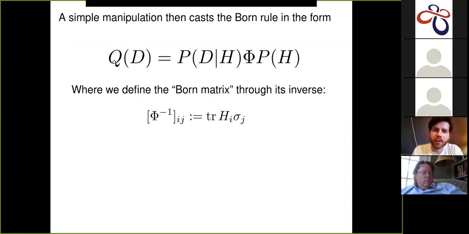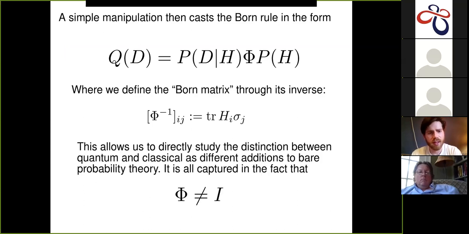And if you do so, then a simple manipulation can rearrange what amounts to just the Born rule and an update procedure into this form. So Q of D equals P of D given H, this Phi matrix, which I call the Born matrix, times P of H. The Born matrix is defined thusly through its inverse. And the upshot of this is that it's now an expression entirely in terms of operationally defined things. And we get to use the nice meaningful structure of probabilities. And the only thing that's changed is now, as Feynman would say, the method of combining probabilities has changed. This allows us to directly study the distinction between quantum and classical as different additions to bare probability theory. And all of it is captured by that matrix, the Born matrix. The difference between Phi and the identity would therefore capture a difference between quantum and classical.